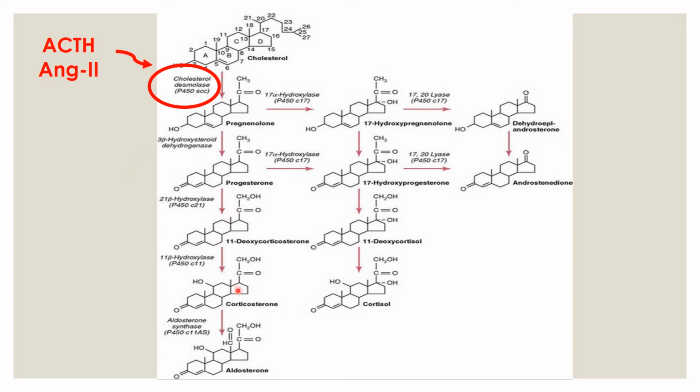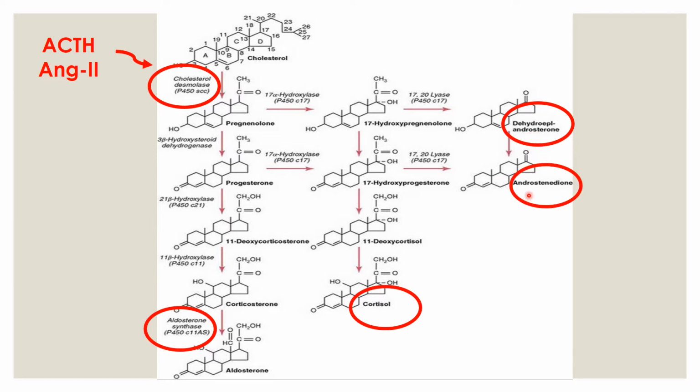So once this pregnenolone is formed, there will be successive enzymatic reactions here. In zona glomerulosa, it will produce aldosterone because it contains the enzyme aldosterone synthase, while in the zona fasciculata, the enzymatic reactions will produce cortisol, while the zona reticularis, the last layer, will produce the androgens, DHEA and androstenedione. So all these hormones are steroids derived from cholesterol.